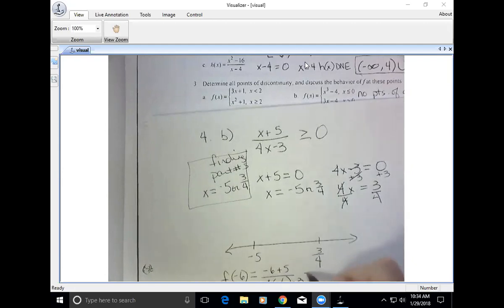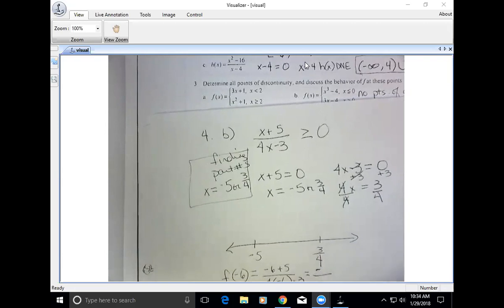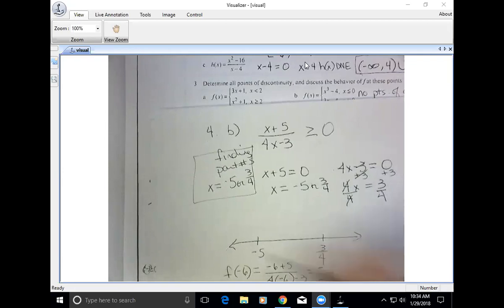Now, again, I'm only interested in the sign. So if I add -6 and +5, is that positive or negative? That's a negative on top over 4 times -6 is -24. If I subtract 3 from it, that's what sign? And a negative divided by a negative is a positive. So these are going to be positive to the left of -5. All right, what number between -5 and 3/4?